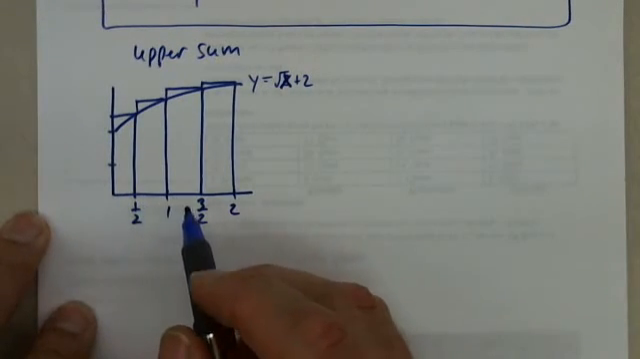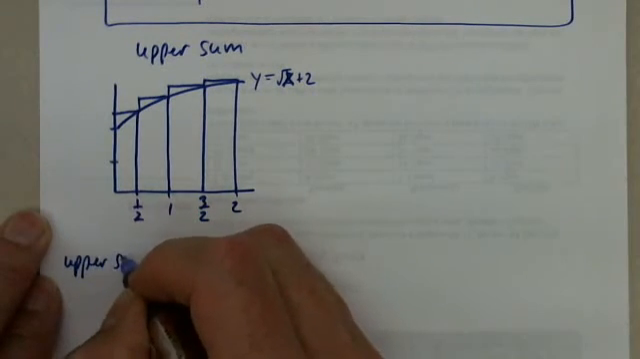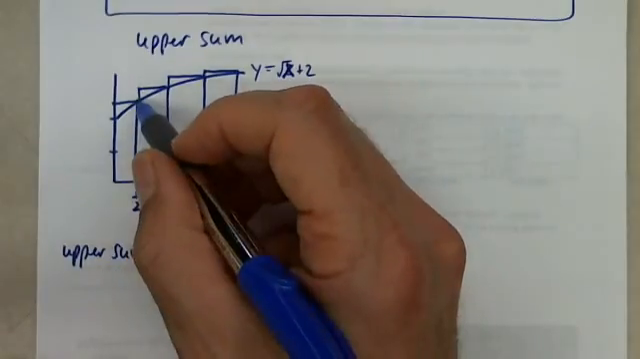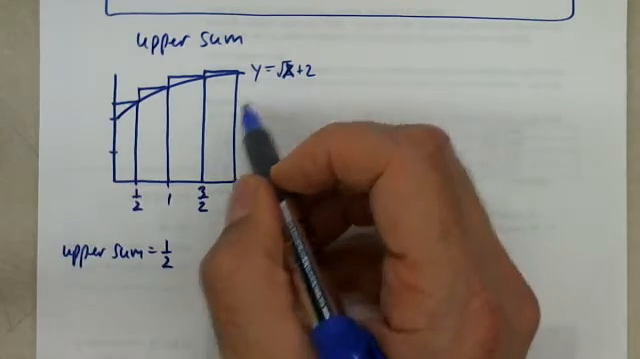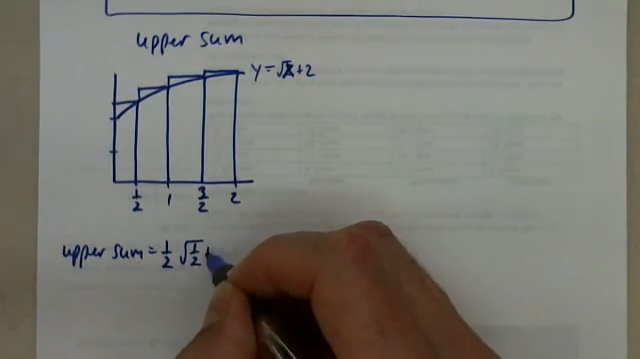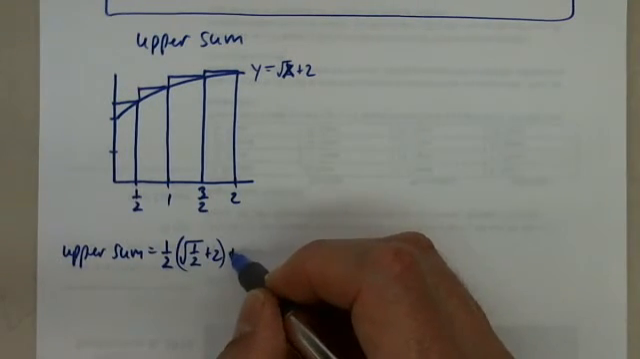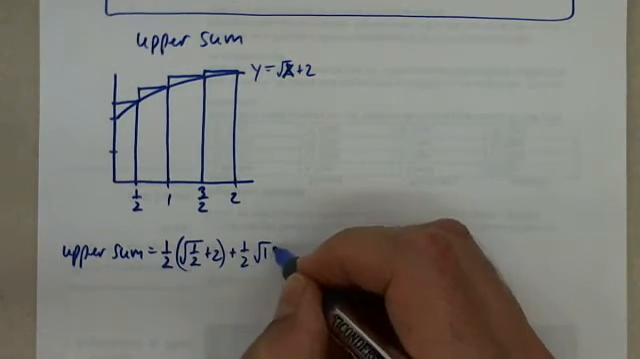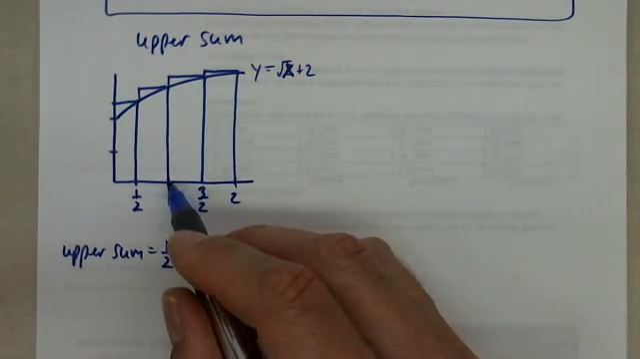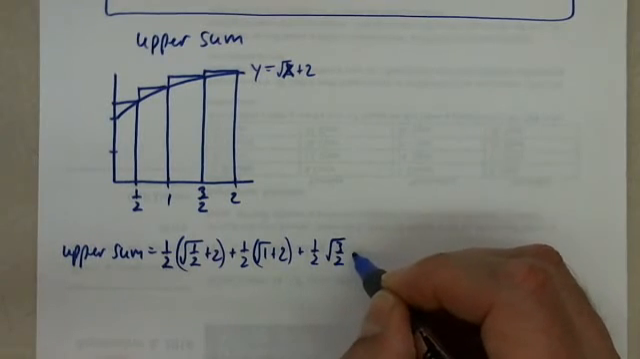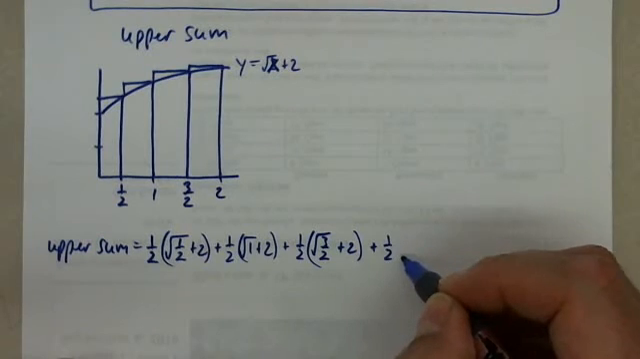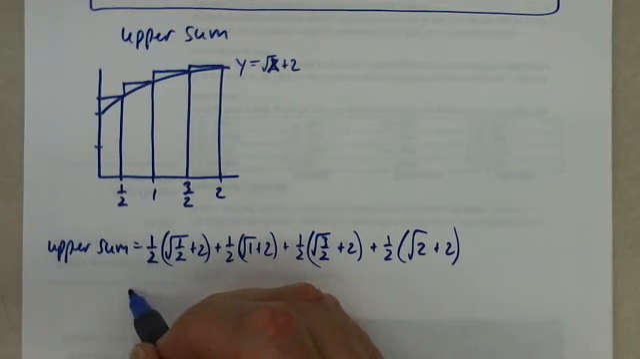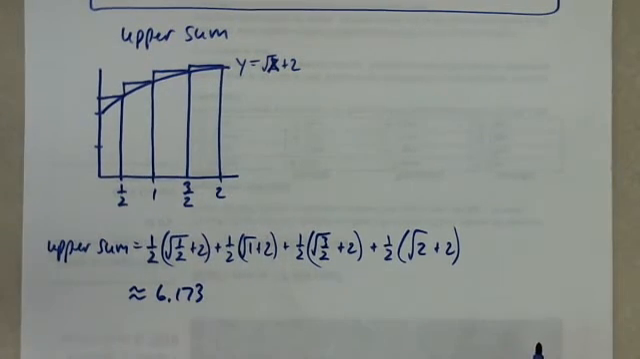Okay, and the width of each rectangle is 1/2. So the upper sum is going to be 1/2 times the height. The height of the rectangle is the y value of the function. So we're going to go radical 1/2 plus 2. So that's the area of the first rectangle. The next rectangle is base 1/2, height, radical 1 plus 2. And then the third rectangle, base times height. And if we add all that up, we have 6.173.